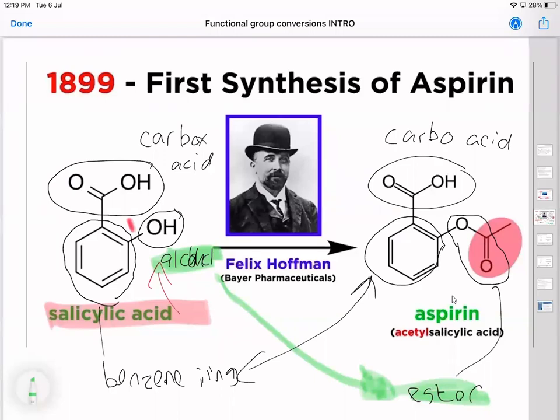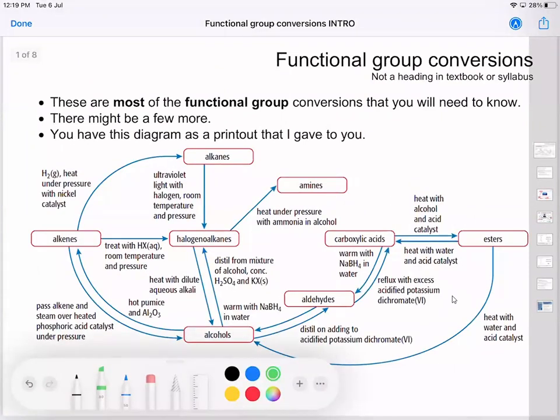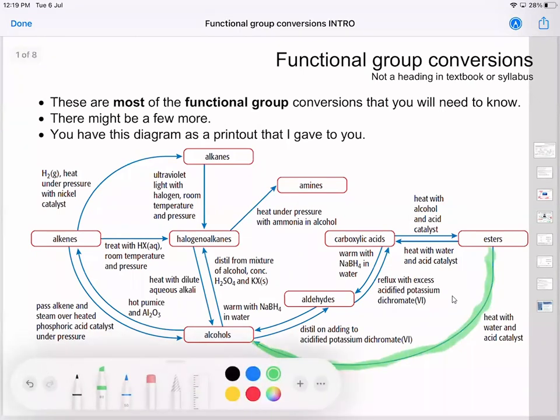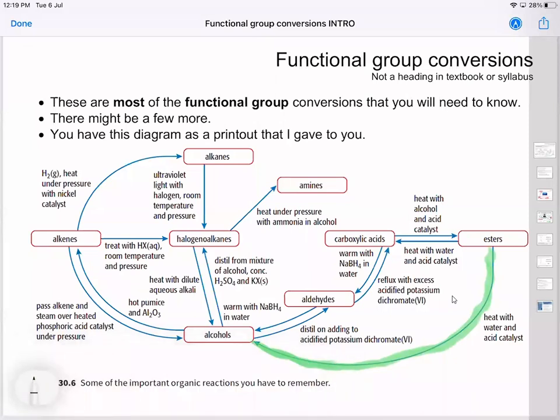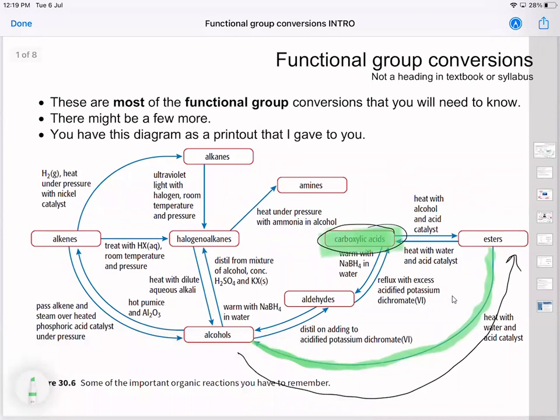Cool. So we will learn that. If you go back to the original diagram here, this particular conversion is not on the diagram. You can see there's a conversion between ester and alcohol. However, what I am telling you is that the conversion can go the opposite direction as well. You can go from alcohol to ester, and it's linked to the carboxylic acid. You'll see that later. It's linked to this over here. So you'll see later how we form esters using carboxylic acids and alcohols.